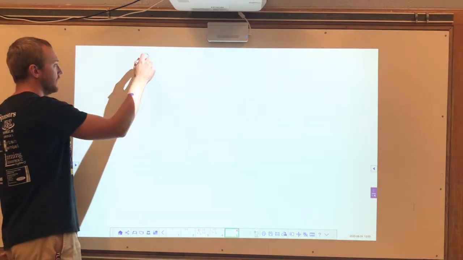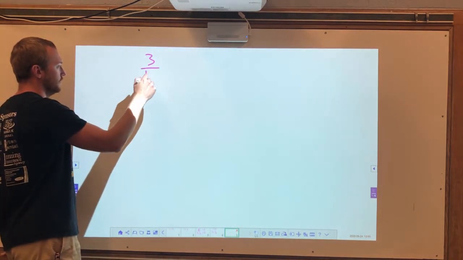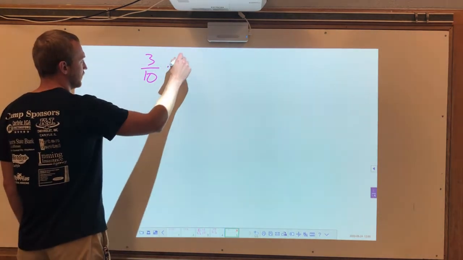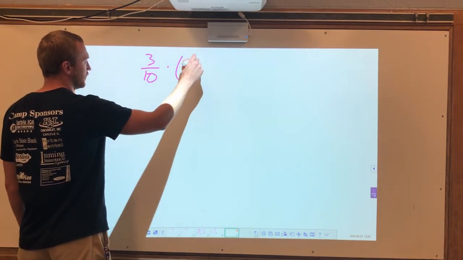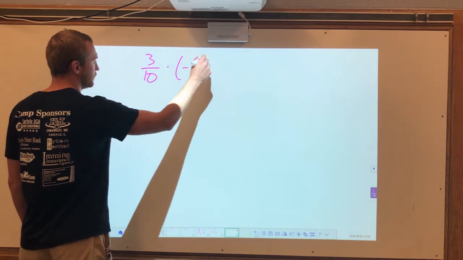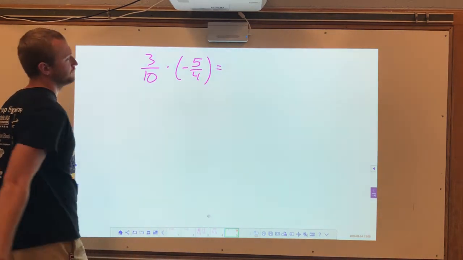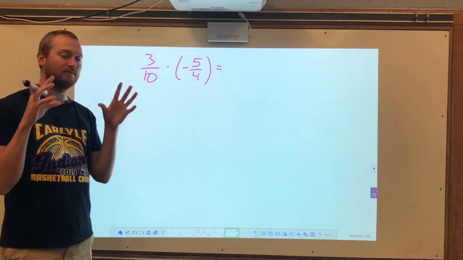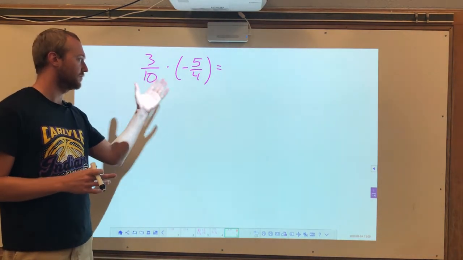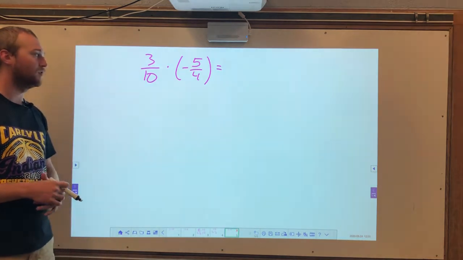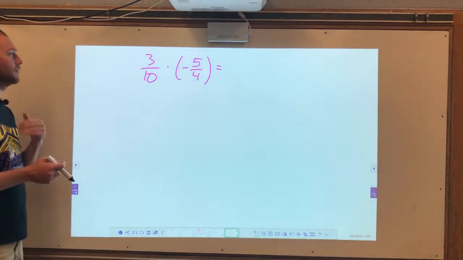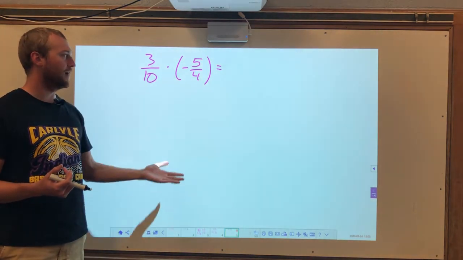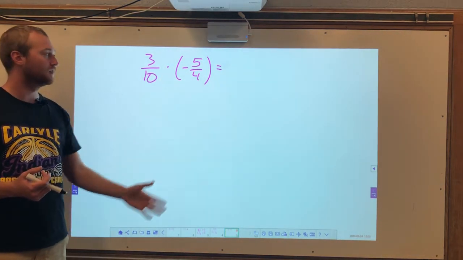Let's multiply 3/10 by negative 5 over 4. Okay, and I put these parentheses just so we're clear that that's negative 5/4, not subtracting 5/4 in there or anything like that. Again, we're multiplying. We don't need to have common denominators. We can just multiply across.